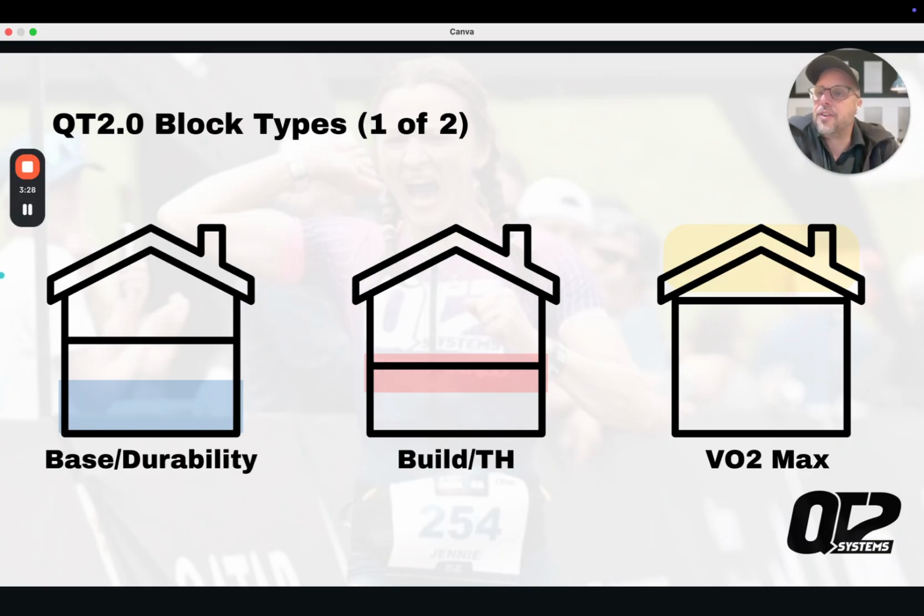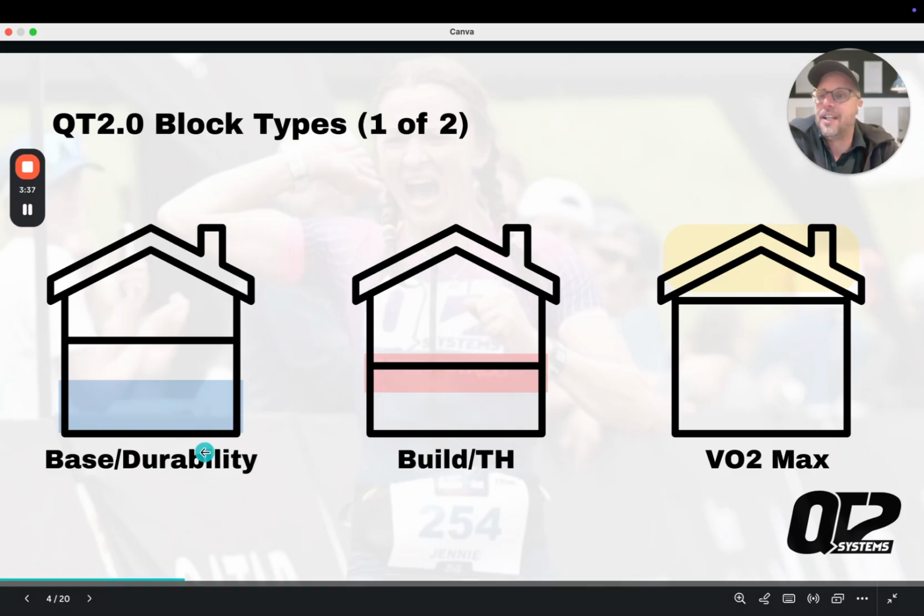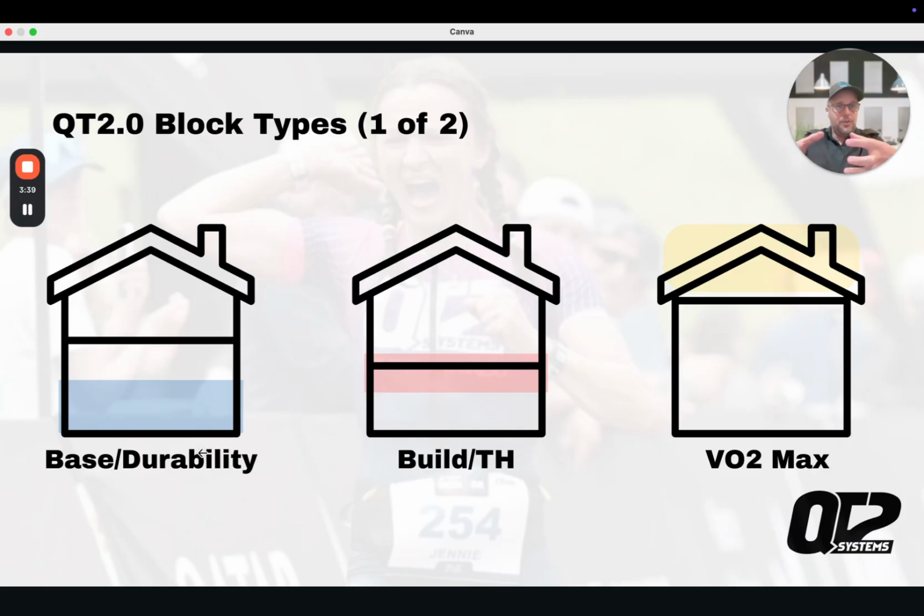So during a base durability block of training, we focus on building out the size of the foundation of the house. As the house gets wider, you can imagine the entire house getting larger, and with it, the critical intensity, the ceiling goes higher and the roof goes higher. So our critical intensity increases. Also, so does our power or speed at VO2 max, and that's the primary purpose of the base durability block.